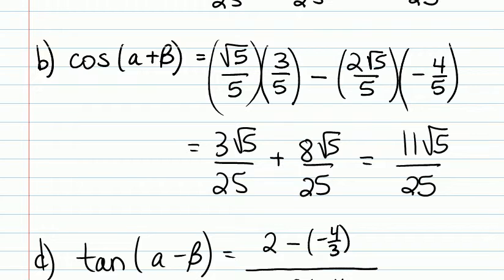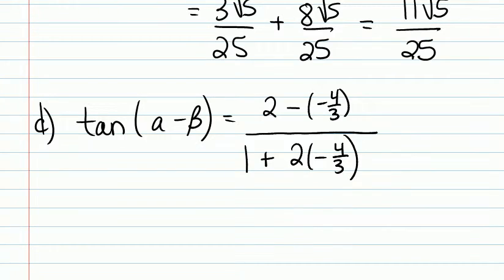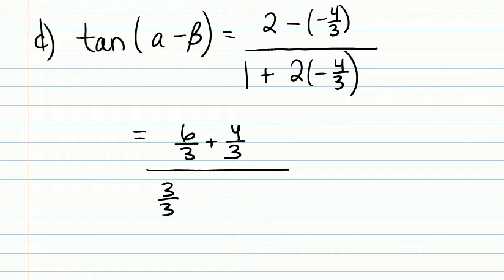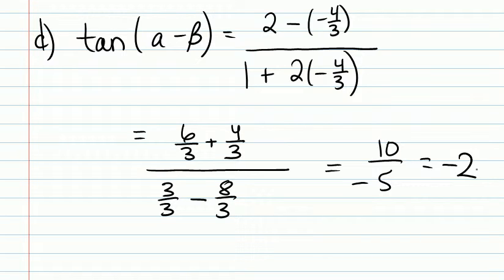So we have, if I make everything into thirds, life will be better. So let's do 6/3 plus 4/3 over 3/3 minus 8/3 gives us 10 over -5, which is -2. If you must use a calculator, you may, but hopefully by this point in time, you don't. Okay, so hopefully you can use the formulas correctly. Let's go on to number 40.